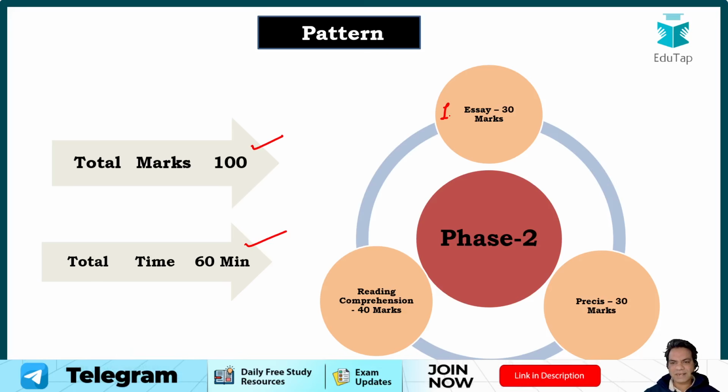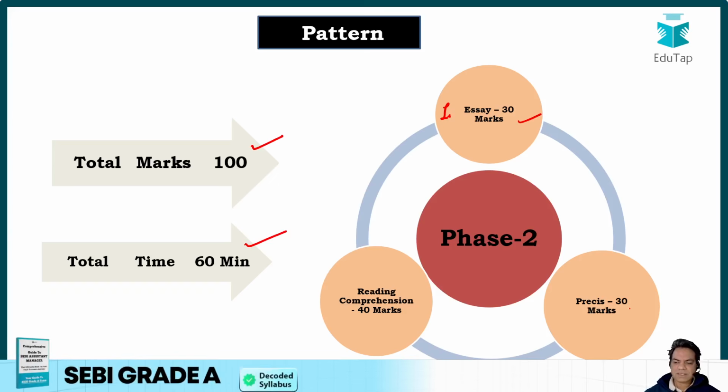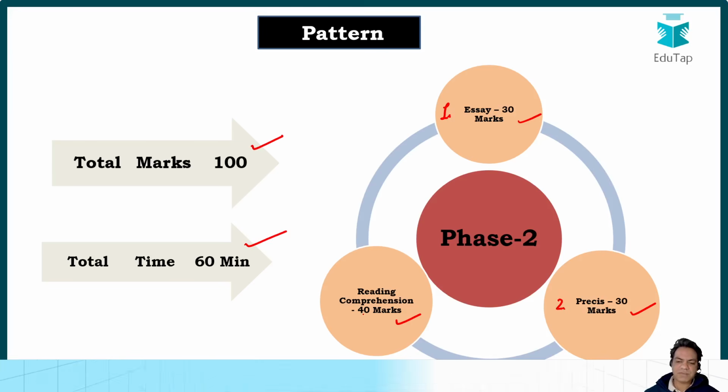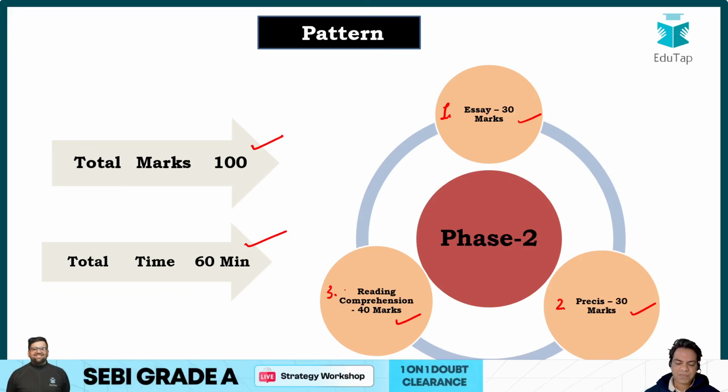The first question is essay writing, and there is no particular sequence to it. I'm just naming it as we usually see. One is essay writing, worth 30 marks. Second is précis writing, again worth 30 marks, and third is reading comprehension, worth 40 marks, which is the biggest chunk of this paper. We need to complete all 3 answers within 60 minutes.